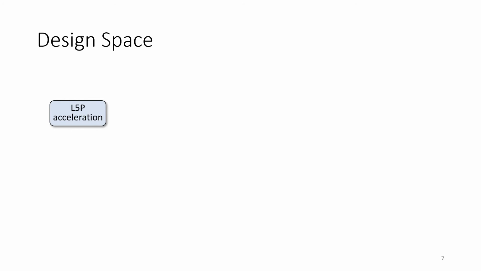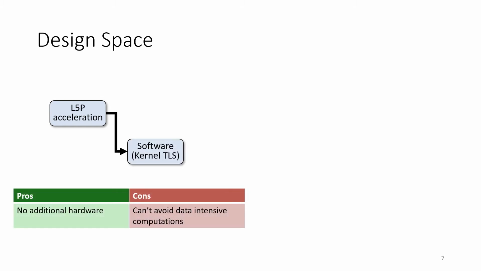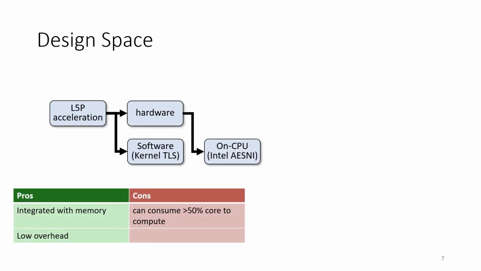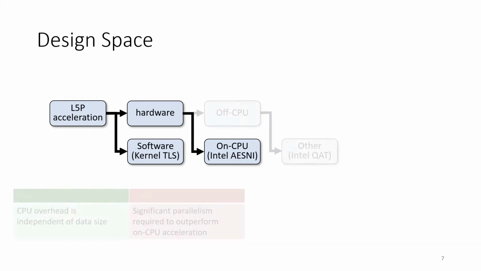We classify the design space of layer 5 protocol acceleration as follows. First, software acceleration can improve performance by optimizing across layers and breaking abstractions to reduce their overhead. But these cannot accelerate data-intensive computations. Second, on-CPU acceleration, using dedicated instructions that crunch data more effectively, can improve performance as well, but these may still account for a significant fraction of the layer 5 protocol CPU cycles.